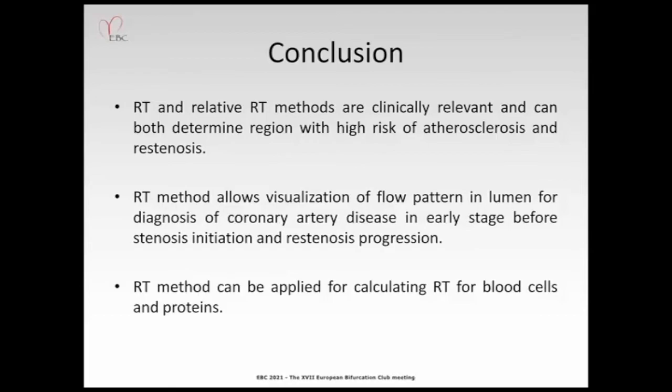And finally, the residence time method can be applied for calculating RT for both blood cells and proteins, because again, that determines the amount of time that cells have near the wall and hence can transport to create potential dysfunction, remodeling at the wall, and atherogenesis.